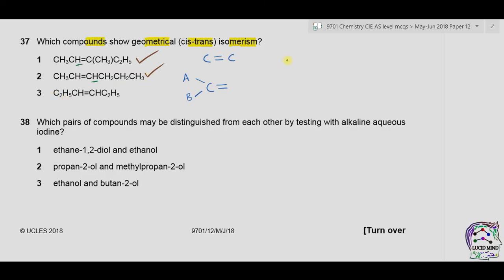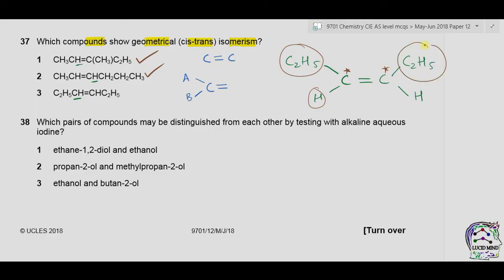Option 3, we have C2H5. Hydrogen is also present with carbon. Then on the second side we have C2H5 and hydrogen is present. Again a double bond is present and the carbon that is making the double bond is attached with two different groups. This carbon is also attached with two different elements or groups, so therefore this will show cis-trans isomerism. As all three options are correct, the answer is therefore A.